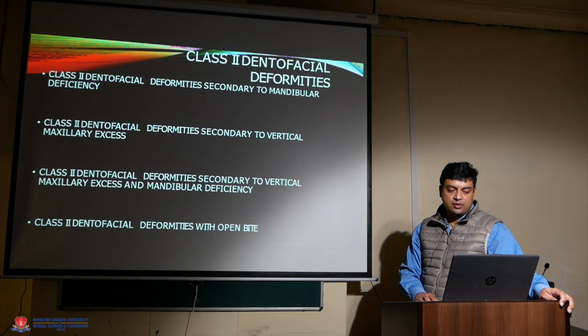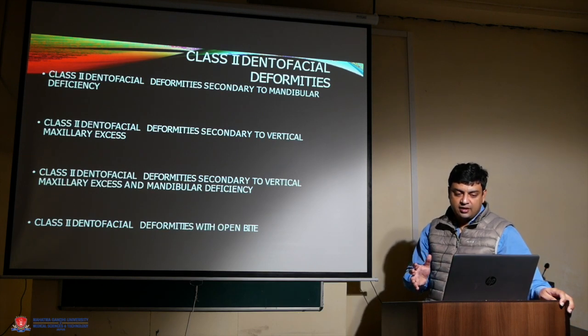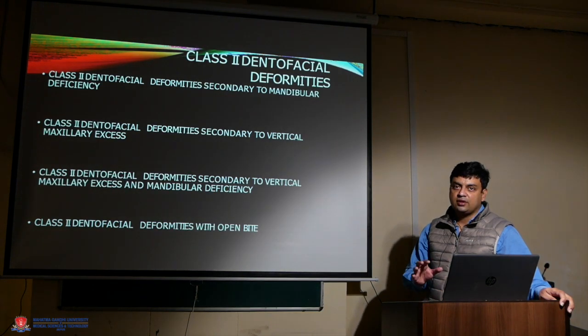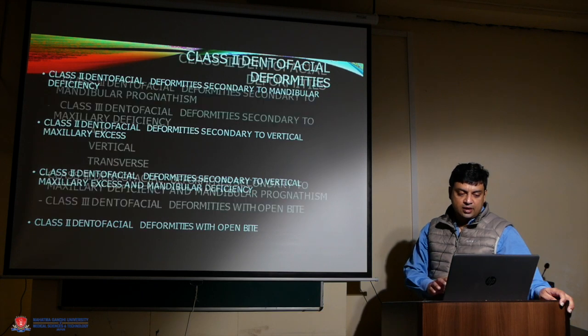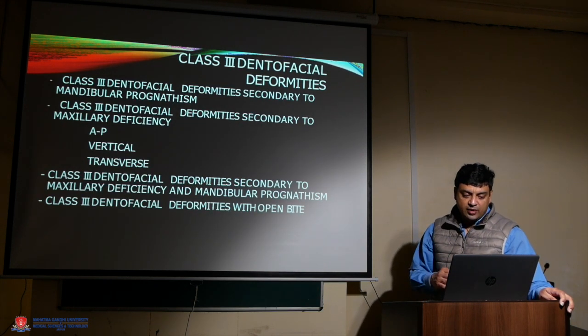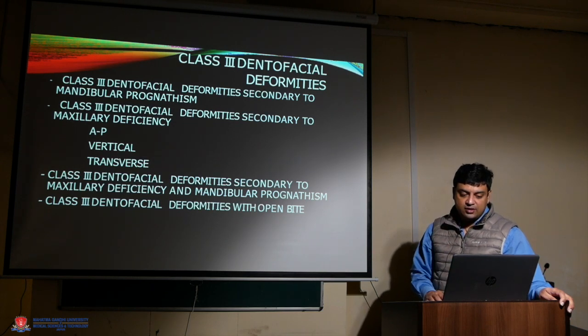Class 2 deformities secondary to vertical maxillary excess, or a combination of both maxillary deficiency as well as maxillary excess, and class 2 dentofacial with open bite. And class 3, you can have excessive mandibular prognathism, or secondary to maxillary deficiency in 3 planes, and class 3 dentofacial deformities secondary to maxillary deficiency as well as mandibular prognathism, and class 3 with open bite.